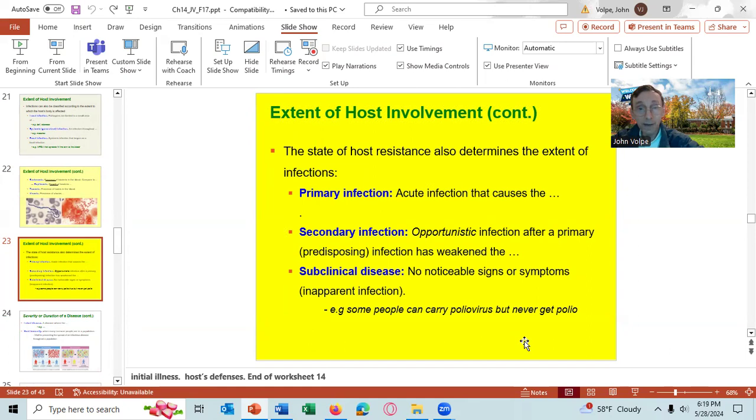A secondary infection is an opportunistic infection after a primary infection. So the primary infection is the predisposing infection, which has weakened the host, allowing the secondary infection to get established. And the secondary infection is often opportunistic, meaning it can be the normal microbiota that does not normally cause disease, but because the host is weakened by the primary infection, it can then cause a secondary infection.